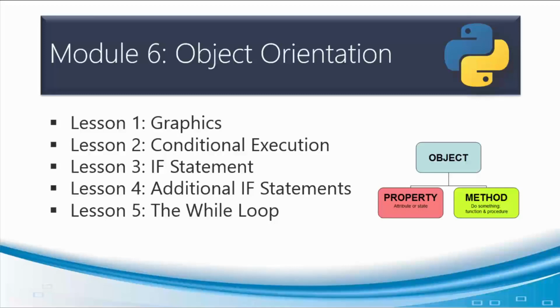And lesson 5 is the while loop. While is again wait and then loop around to do something. So module 6 is about object orientation.